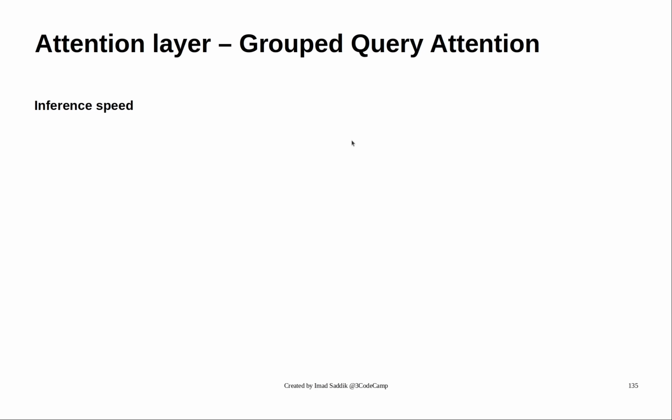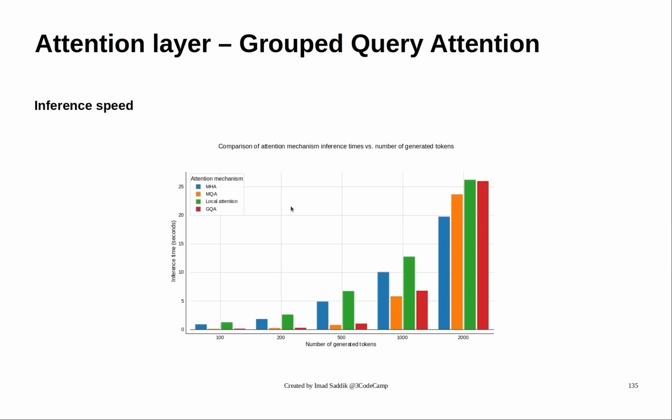Let's also check the inference speed. Here is the diagram. GQA is fast like multi-query attention, but it's a little bit slower than it. You can see that MQA is in orange. So yeah, the difference is not that big, but it's slower. Because in multi-query attention, we have one group, but here we have more than one group. So we have more parameters than MQA. That's why it's a little bit slower.